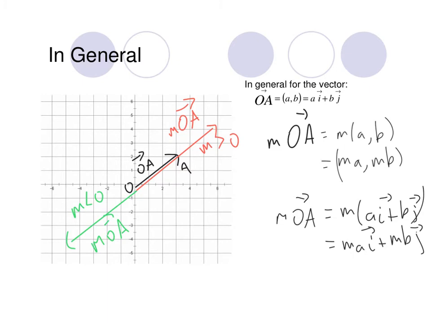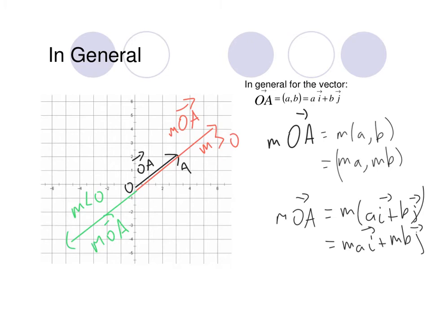Here I've written out this scalar multiplication of the Cartesian vectors in general. In each case you can see that we're multiplying the vector OA by the scalar m. On the diagram, the vector OA is in black and mOA is in red if m is greater than 0, and in green if it's less than 0, meaning we get a vector in the opposite direction multiplied by the absolute value of that scalar m.